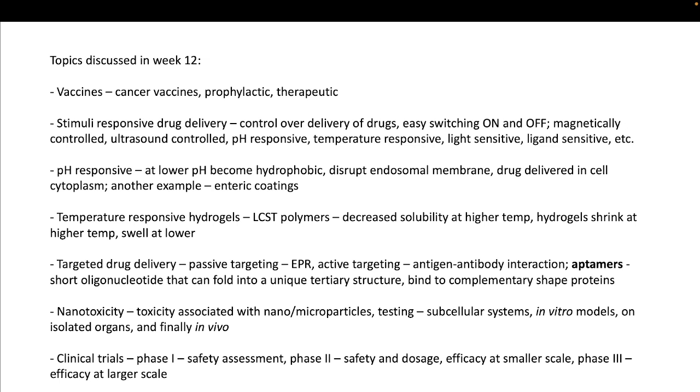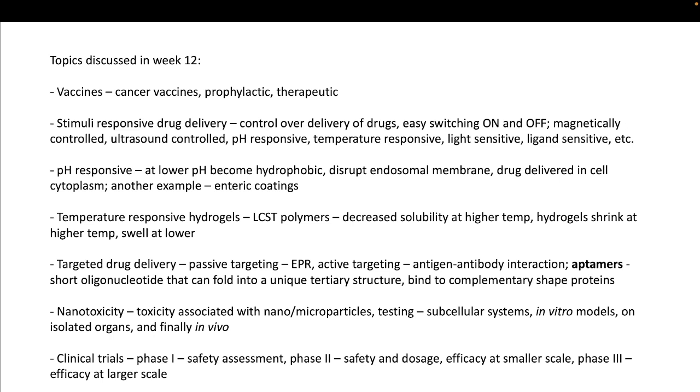If you remember, we have looked at something known as enteric coatings, where you coat your drug molecule with a polymer which will specifically release the drug into the intestine. Whenever it's given orally, it will prevent the release of this drug inside the stomach, depending upon the pH of the polymer. So that is one example of pH responsive.